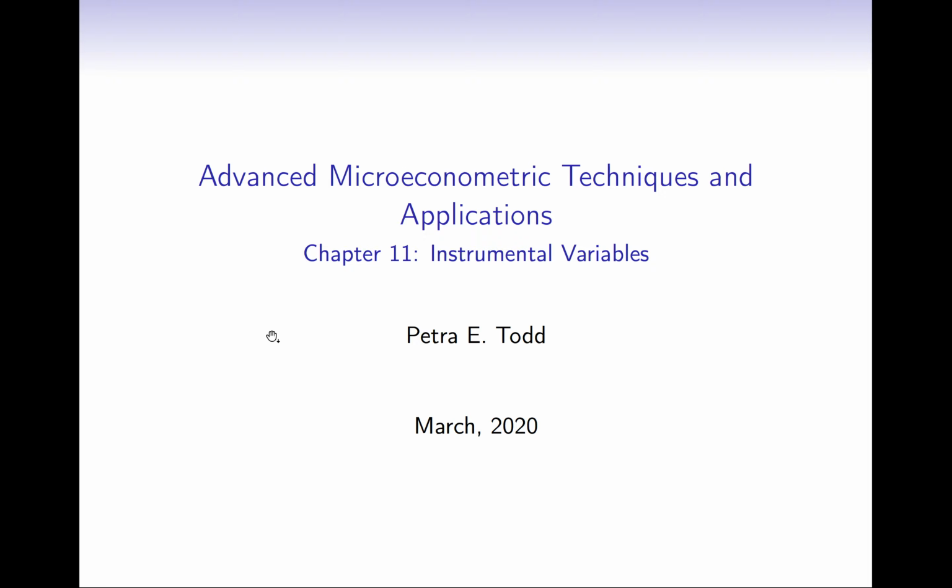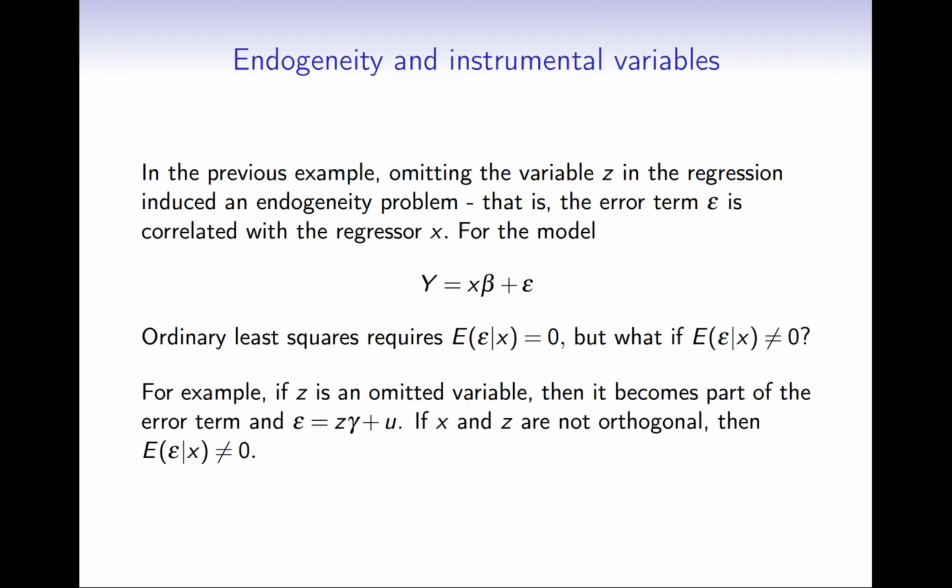Okay, in this chapter, we're going to consider the method of instrumental variables. When do you apply instrumental variables? This method is usually applied when we have some reason to believe that there's some correlation between the regressor and the residual. Ordinary least squares requires that the mean of the residual given x equals 0. But what happens if it's not equal to 0?